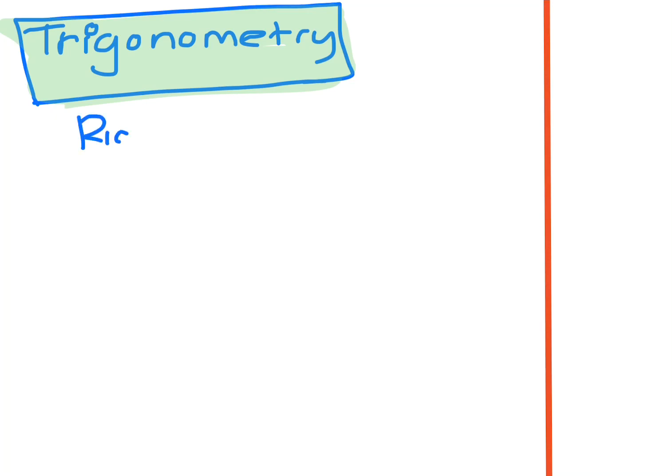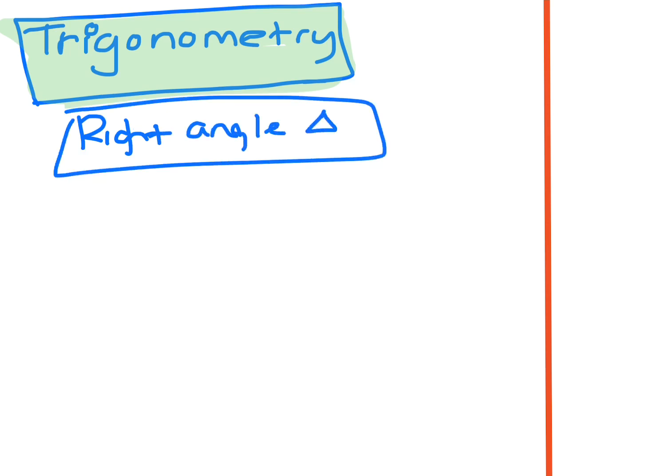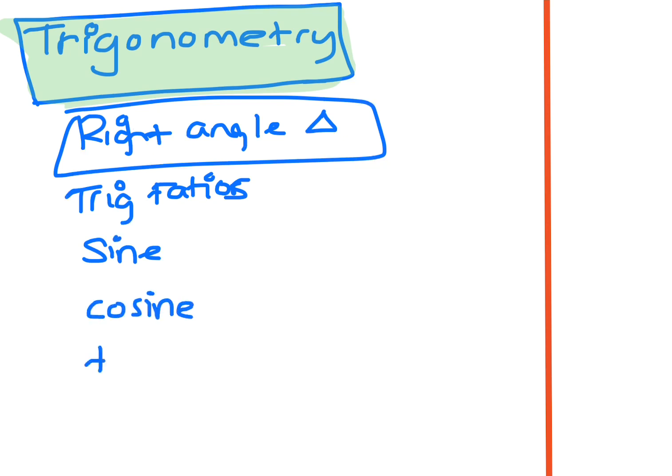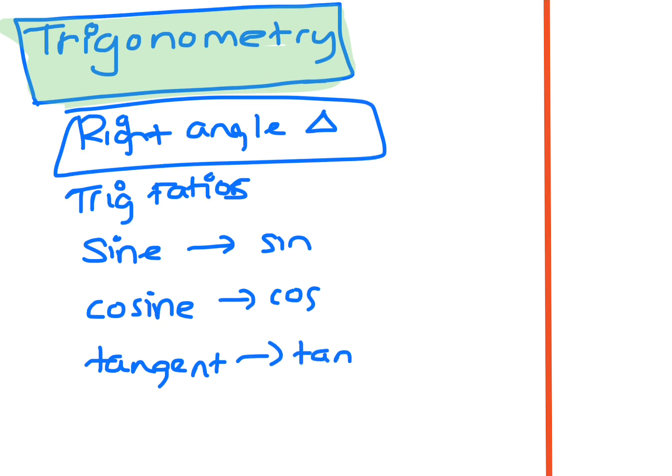Just to run through the right angle triangle, I just want to run through the three main trig ratios. So first of all, we have sine, then we have cosine, and then we have what's called the tangent ratio. This is often abbreviated to sin, cos, and tan.